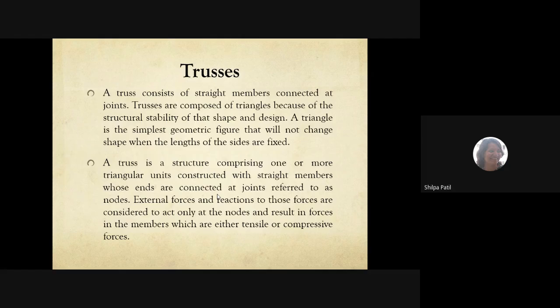When the force is acting away from the joint, the member is actually getting compressed. So there is a compressive force in the member. And if the force is acting towards a joint, the member is getting stretched or elongated. So there is a tensile force in the member. Okay, so only two types of forces are there, either tensile or compressive, in the member of the truss, and each and every joint is treated as a hinge joint.